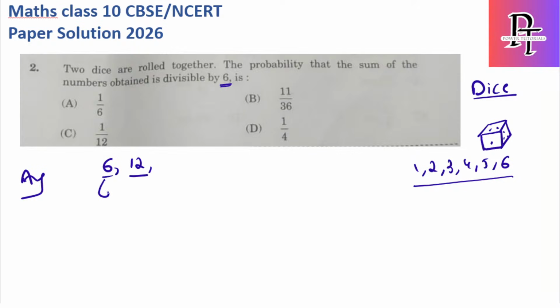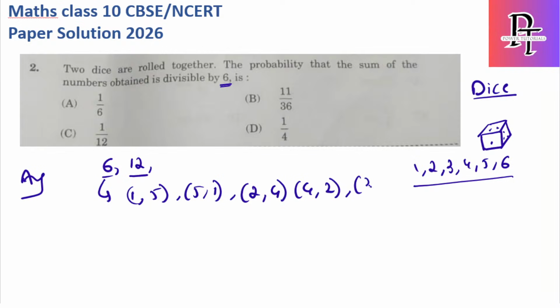Why? Because for 6 we have the possibilities like 1, 5: the first dice can be 1 and the second 5. Then 5, 1, the same on the opposite side. Then we have 2, 4 and 4, 2, and then one more chance which is 3, 3. So these are the cases where we can get the sum as 6.